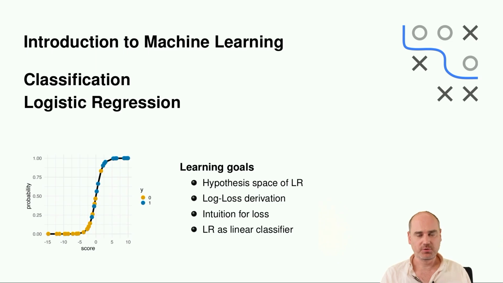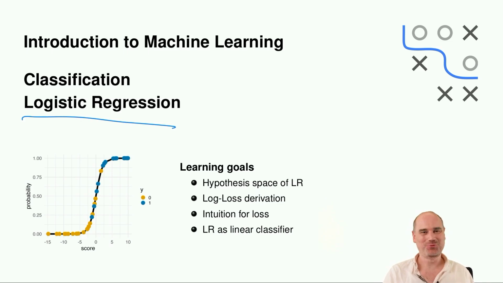Hi, and welcome to our next session here in our chapter on classification. So, as you can see, I want to introduce the model of logistic regression in this session. It is our first machine learning algorithm based on the empirical risk minimization principle.